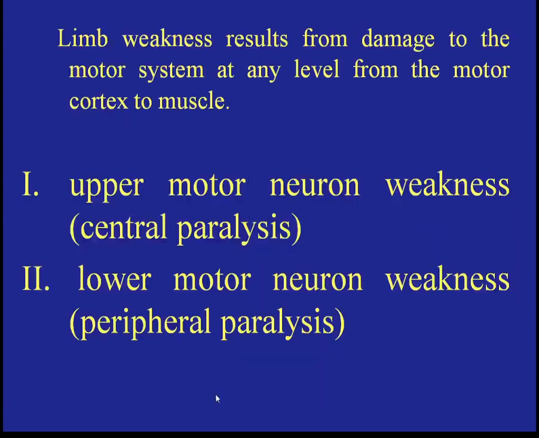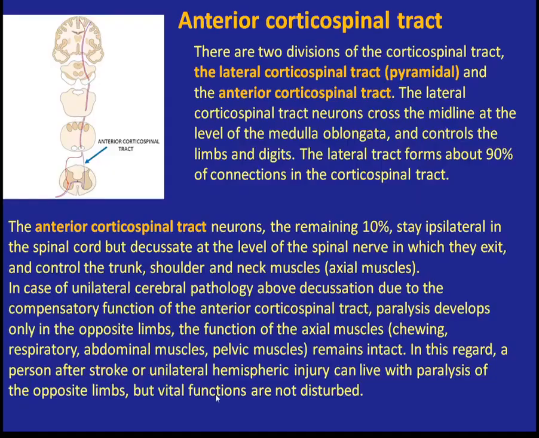Limb weakness results from damage to the motor system at any level from the motor cortex to muscle. There are two absolutely different pictures of lesion of the upper motor neuron and lower motor neuron. And we will describe the upper motor neuron weakness or central paralysis and lower motor neuron weakness or peripheral paralysis. But previously, I want to say a very important thing.